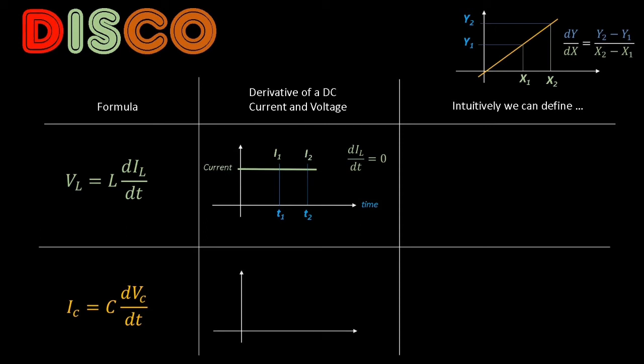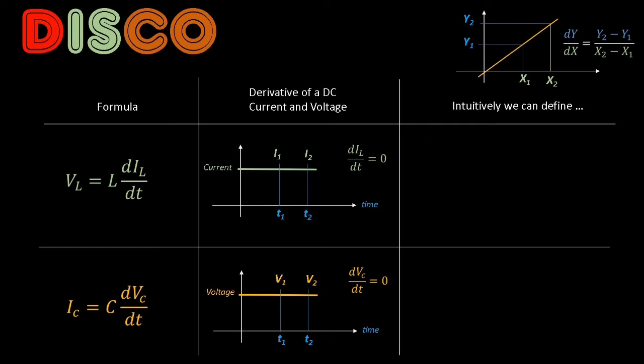The same case if we plot the DC voltage for the capacitor so that if we sample the voltage level with some time interval t1 and t2, you will notice that my dV equivalent to V2 minus V1 is equal to 0. Therefore, the change rate dV dt is equal to 0.